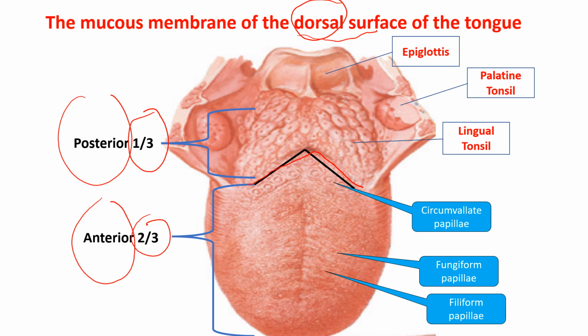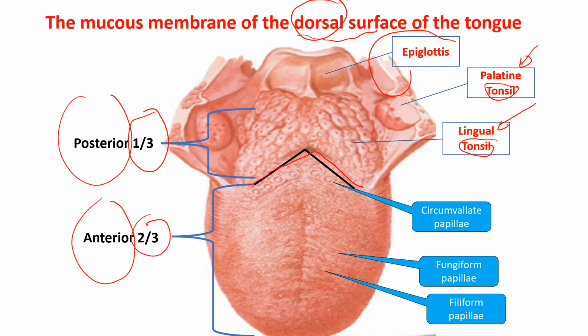This V-shaped sulcus divides it into anterior two-thirds and posterior third. In the posterior third, we can find tonsils, which are lymphatic aggregations. We are going to have two types: lingual tonsil inside the tongue itself and palatine tonsil. We can see at the end of the tongue the epiglottis.